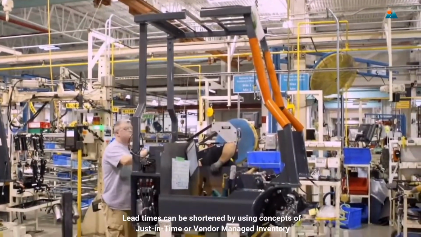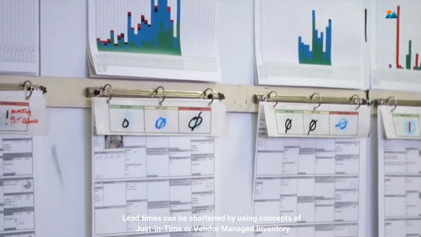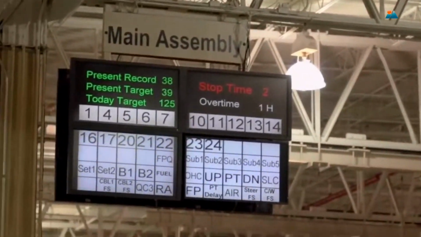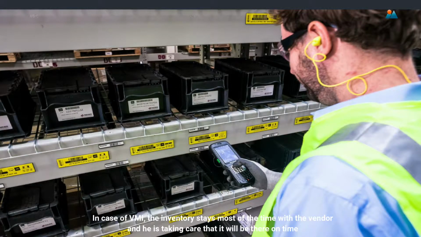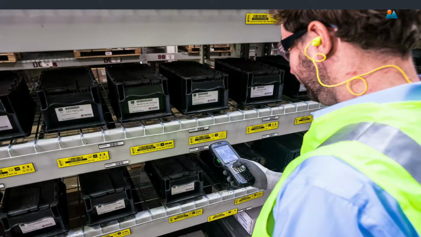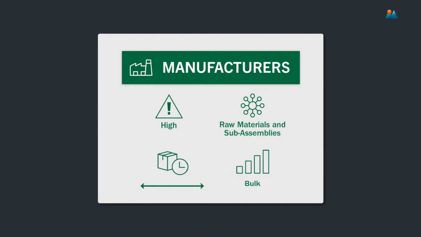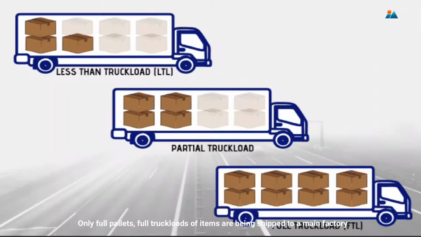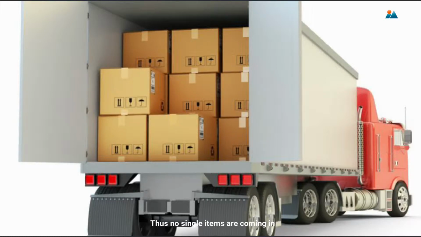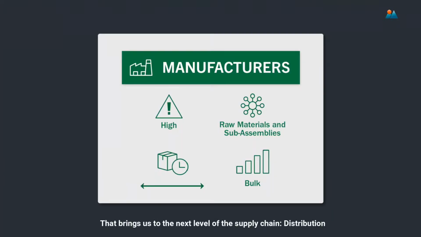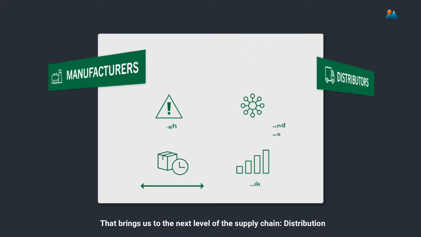Lead times can be shortened by using concepts of just-in-time or vendor-managed inventory. In case of VMI, the inventory stays most of the time with the vendor, and he takes care that it will be there on time. Both concepts will have a positive effect on the lead time and inventory. Finally, regarding the volume, products will always come in bulk. Only full pallets, full truckloads of items are being shipped to a main factory, thus no single items are coming in. That brings us to the next level of the supply chain, distribution.